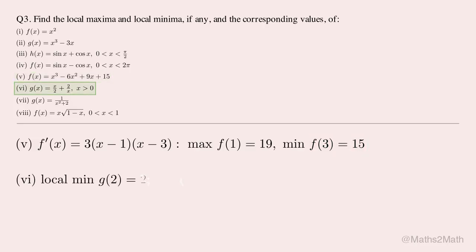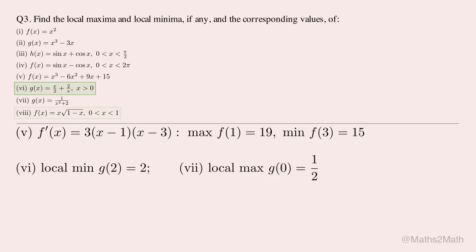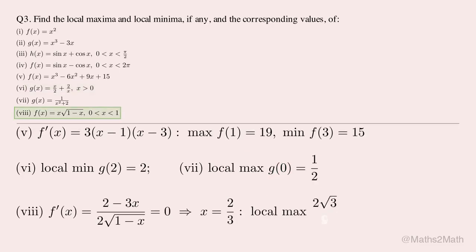Part 6, 1/2 minus 2 over x squared vanishes at x equals 2, second derivative positive, local minimum 2. Part 7, the derivative is negative x over a square, 0 only at 0, local maximum 1/2. Part 8, the derivative combines to (2 minus 3x) over twice the root, vanishing at 2/3. A local maximum with value 2 root 3 over 9.